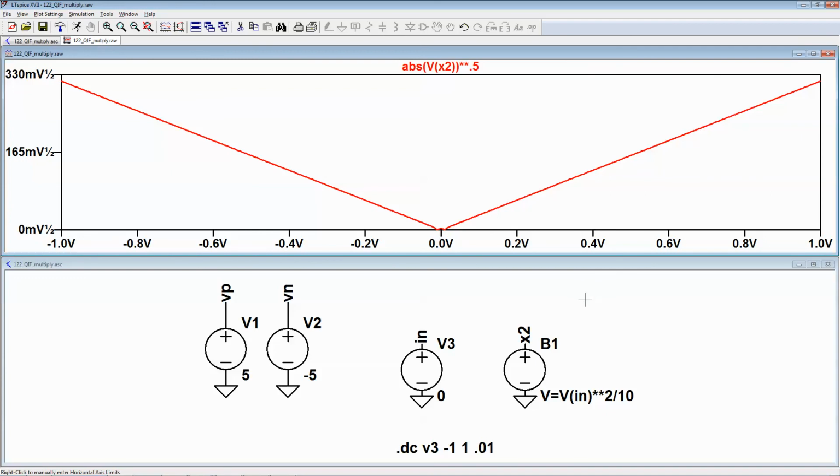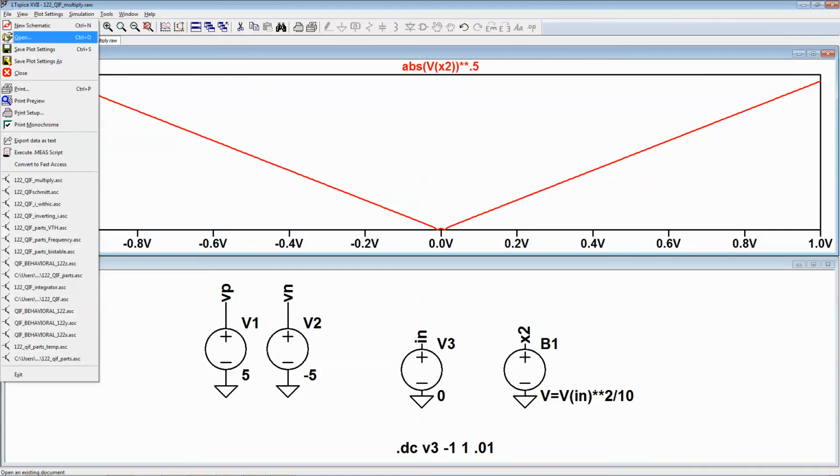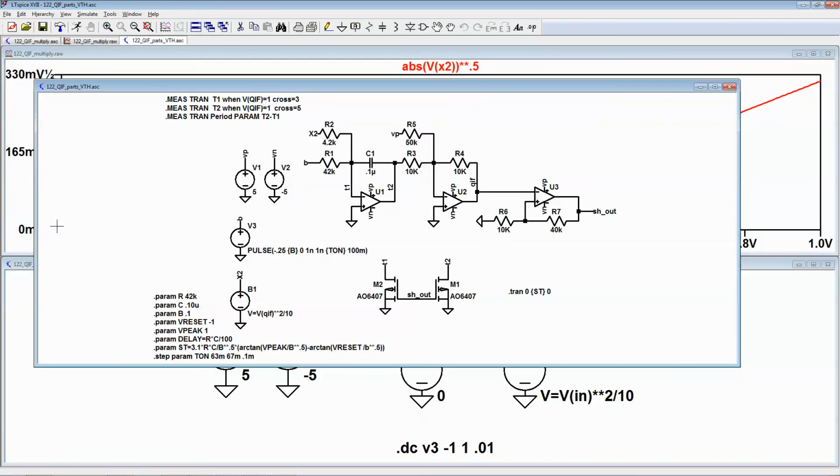So anyway, those are the main subsystems of the quadratic integrate and fire. The next thing to do is to put it all together. Here's the inverting integrator. Here's another inverting stage, adding in the initial condition. Here's a Schmitt trigger, which then controls these two PMOS transistors, which are tied here.